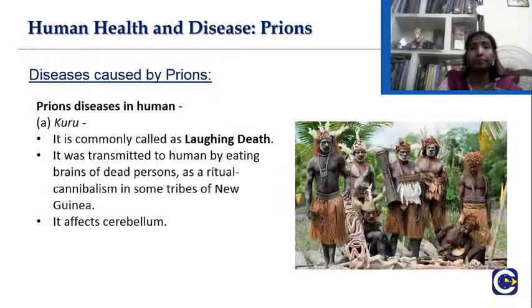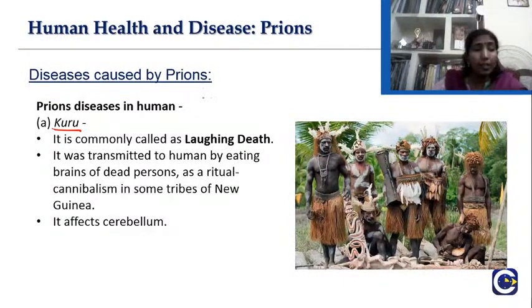Okay. So, the disease of the prions, you see here, it's very interesting, it is kuru. What is this kuru? It is actually called the laughing death. This kuru is an incurable neurodegenerative disease, where it brings about a type of spongy encephalopathy. It affects the brain, we say. Spongy form of encephalopathy, which is a disease that affects the brain.